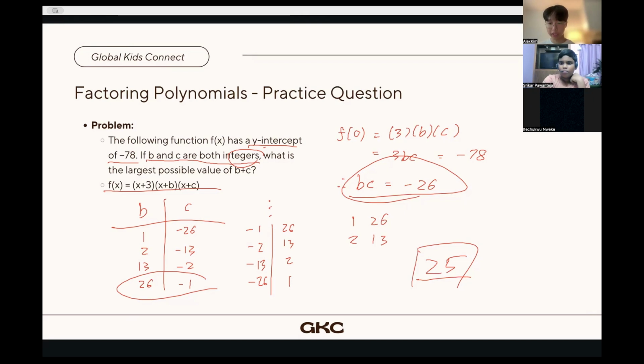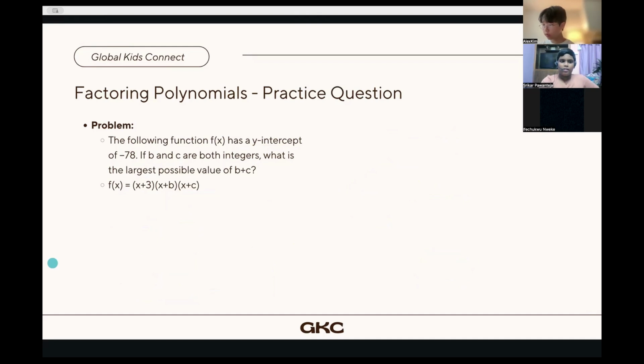Any questions regarding this problem? Okay, seems like not. That's great that everybody understood.